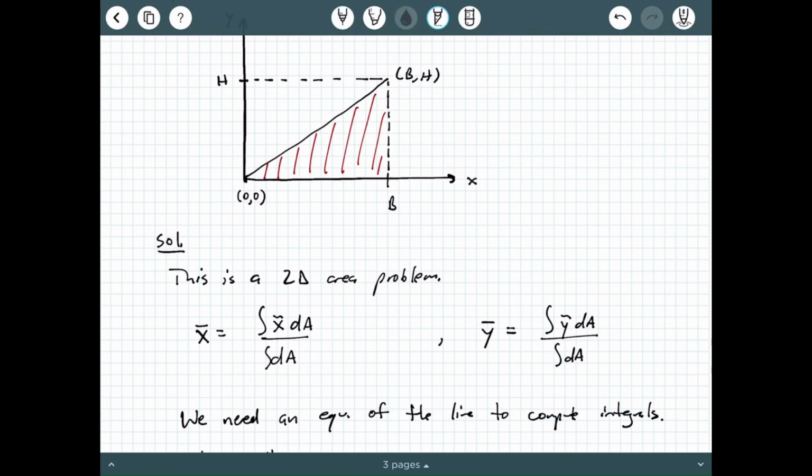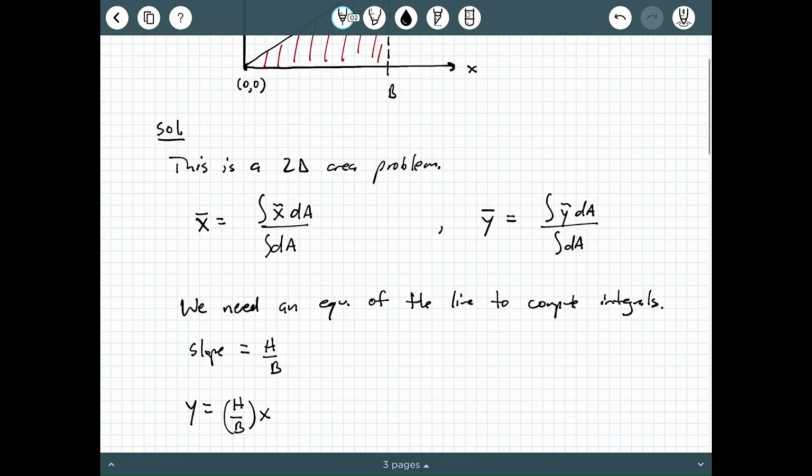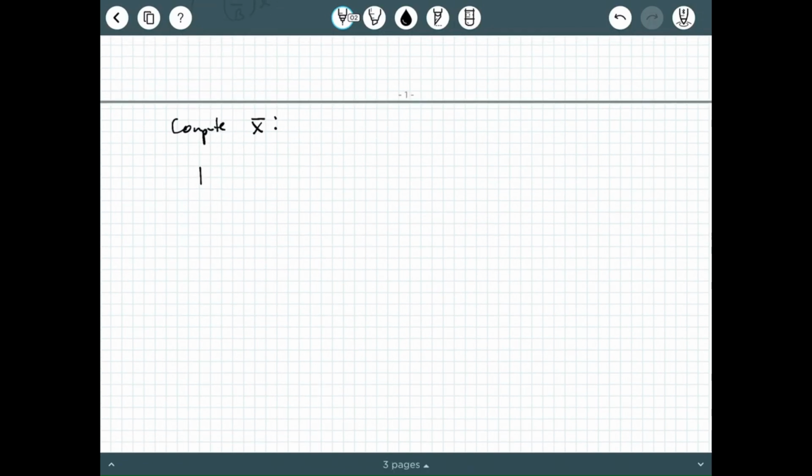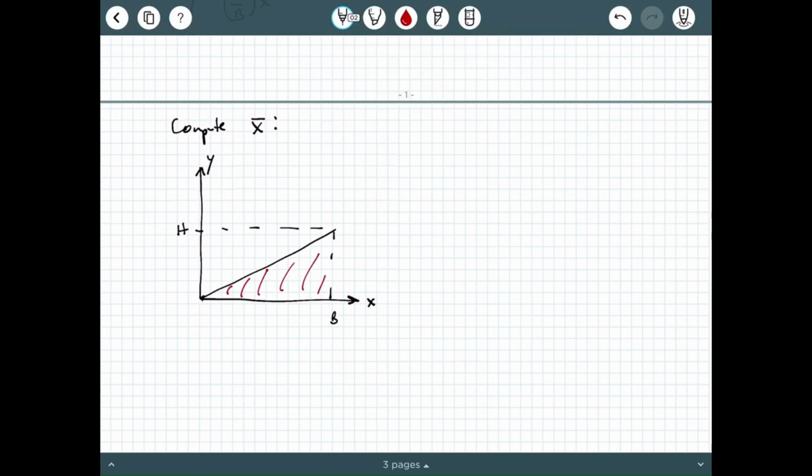So let's tackle x bar first. Let's compute x bar. In order to do that, I'm going to help us visualize this a little better by redrawing this line. We have b right here, and of course we have h right here, and this is the area that we're interested in. And again, we figured out that y equals h over b times x.